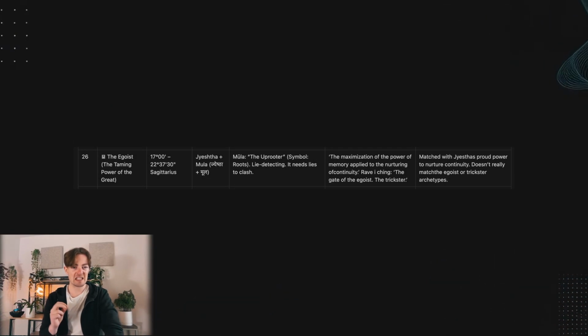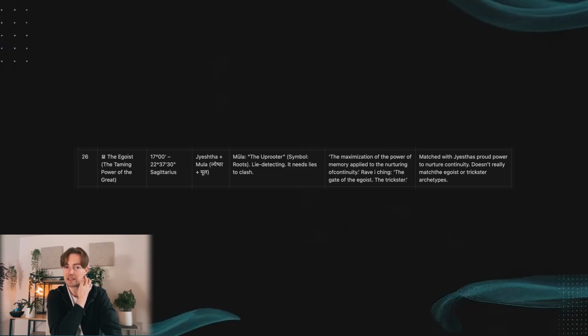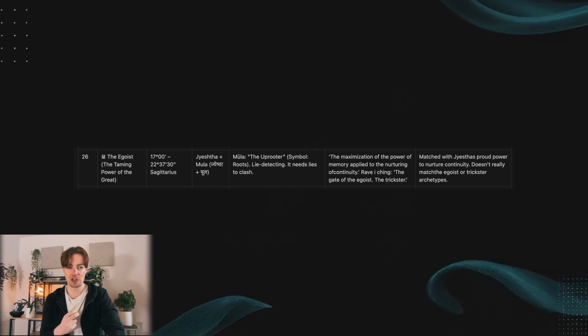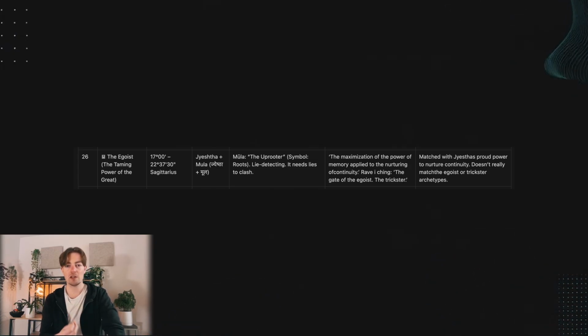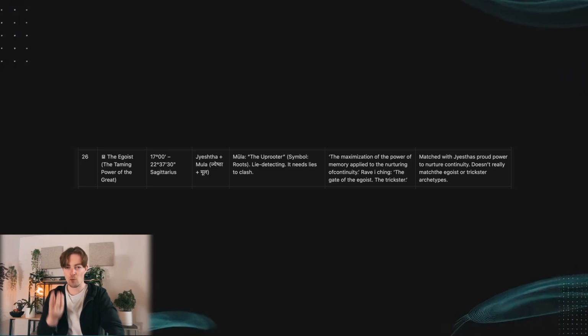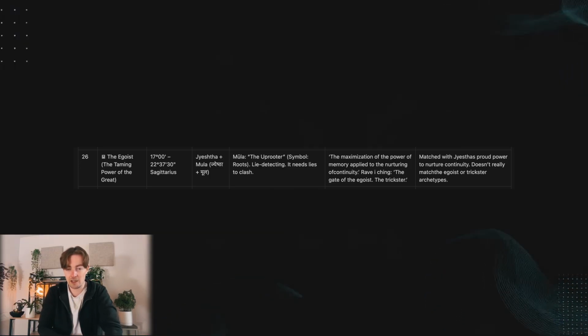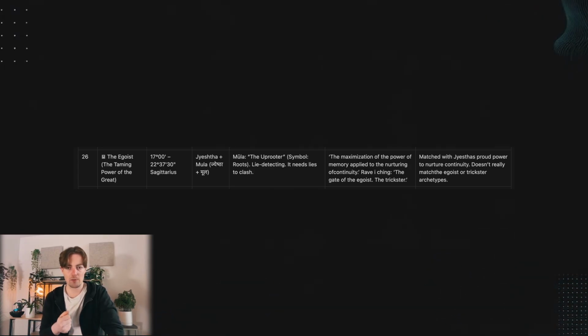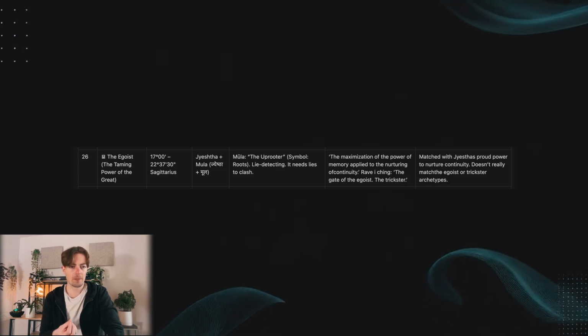Gate 26, the egoist, the taming power of the great, running from 17 Sagittarius to 22 Sagittarius. We are in Jyeshta Nakshatra and Mula Nakshatra. To introduce Mula Nakshatra, it's the uprooter. The symbol is the root, the Mula, like the Mula chakra. So lie detecting. It needs lies to clash. That's a description.